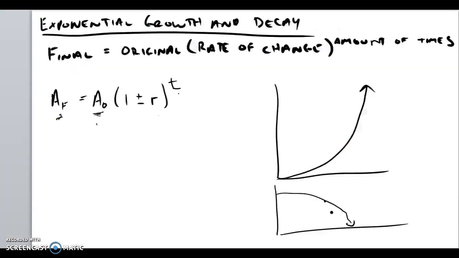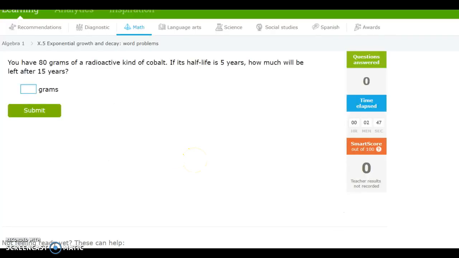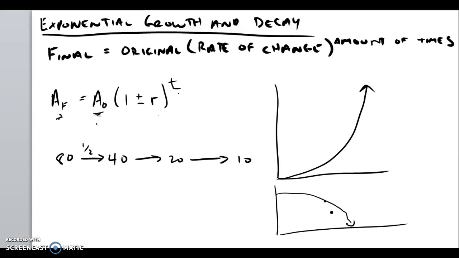You can go over here, and after you start out with 80 grams, and after one half-life, you've got 40. After 2 half-lives, you've got 20. After 3 half-lives, you've got 10. So the answer is going to be 10. Let me double check that. I did 3, right? Yes.